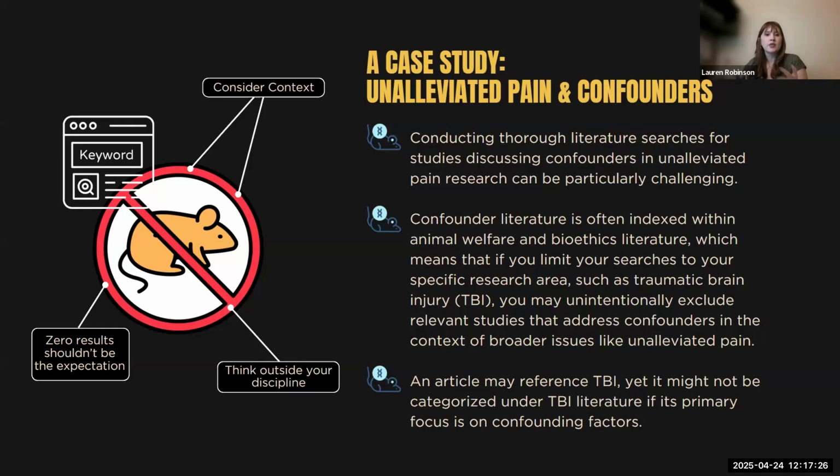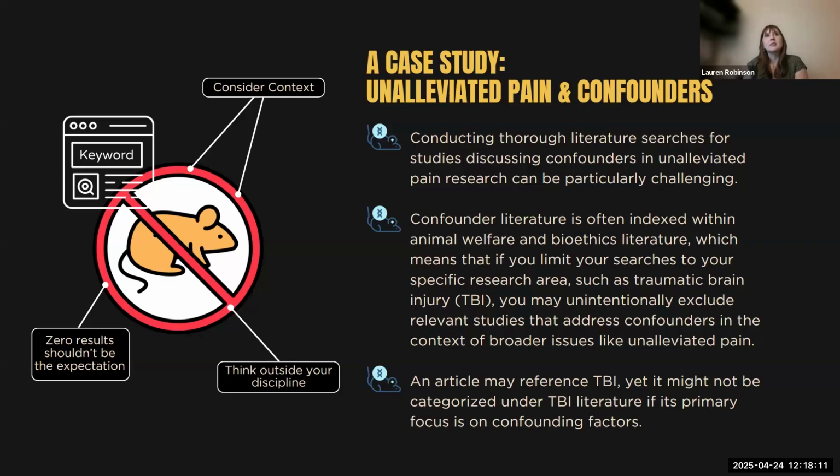Conducting literature searches for studies discussing confounders or unalleviated pain can be particularly challenging. I will say when I was first approached with this, it was difficult because of the way the literature is indexed in these databases, which we're going to talk about in a second. Confounder literature is often indexed within animal welfare and bioethics literature. That means if you limit your search to your specific area of research, like in this example, traumatic brain injury, you may unintentionally exclude relevant studies that address confounders because they're not indexed with TBI.